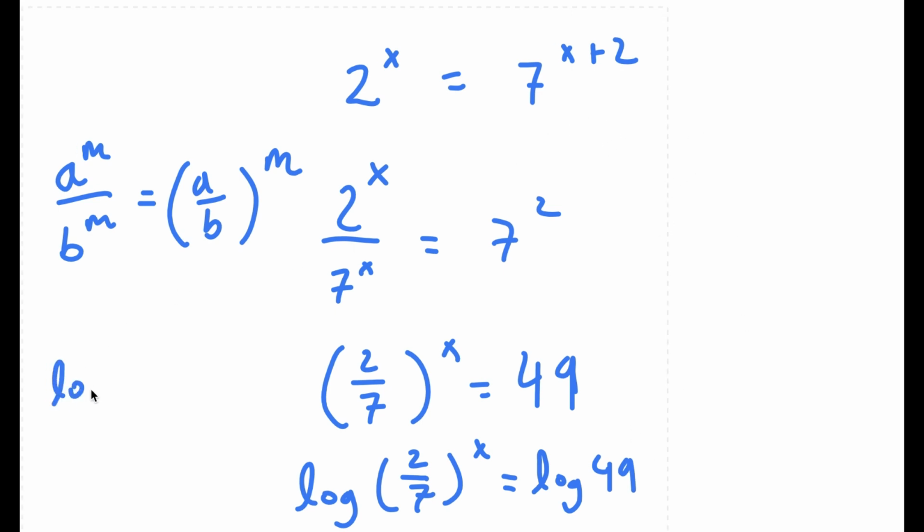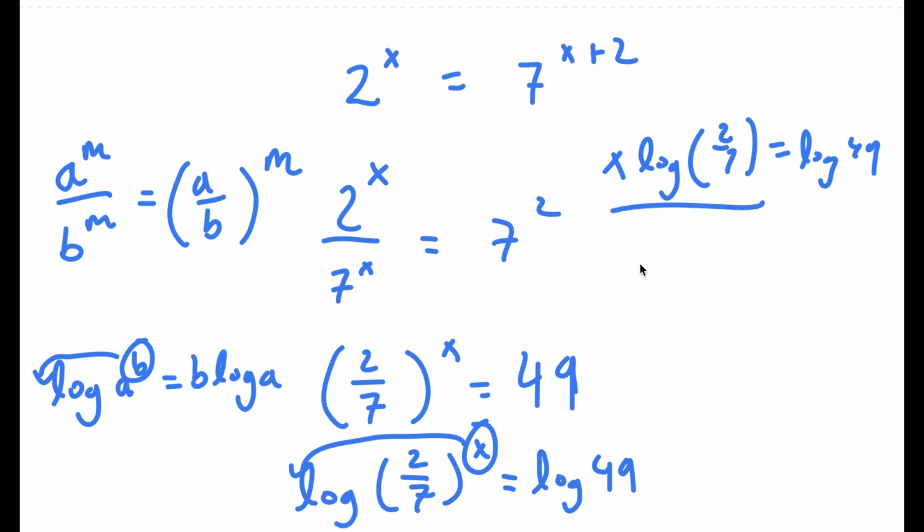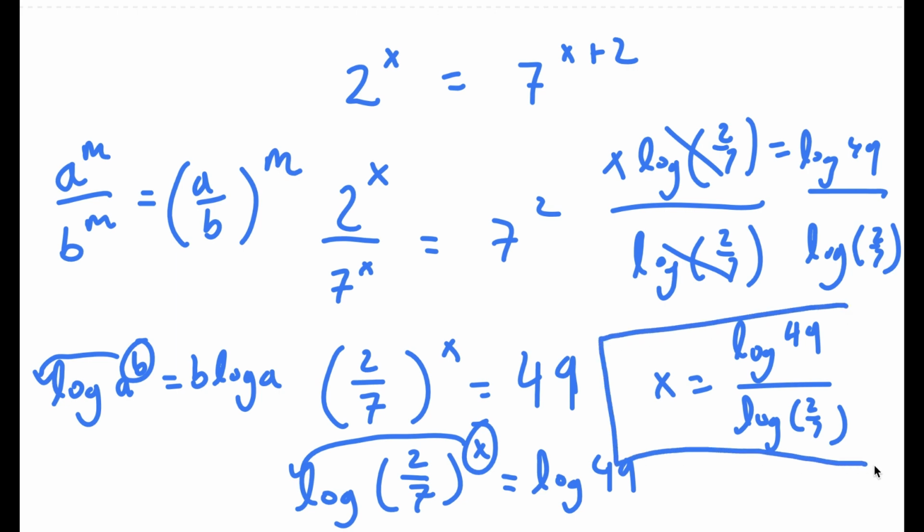Now, if I have something in the form log a to the power of b, I can actually move this exponent b to the front. So this would equal b times log a. So in this case, log 2 over 7 to the power of x, I can move x to the front. So this is going to equal x times log 2 over 7, which is equal to log 49. Now if I divide both sides by log 2 over 7, these two cancel out, and I'll be left with x is equal to log 49 over log 2 over 7. So this is my answer.